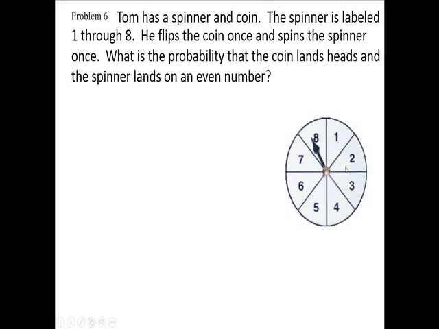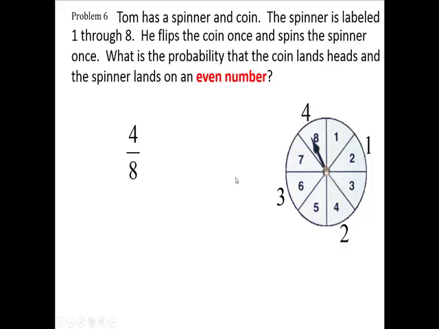So here's my spinner with 1 through 8, okay? And we want the spinner to be an even number. So how many even numbers do I have? 1, 2, 3, 4 even numbers. Out of how many numbers? Out of 8. So 4 over 8. His chances are 4 chances out of the 8 chances of getting an even number.